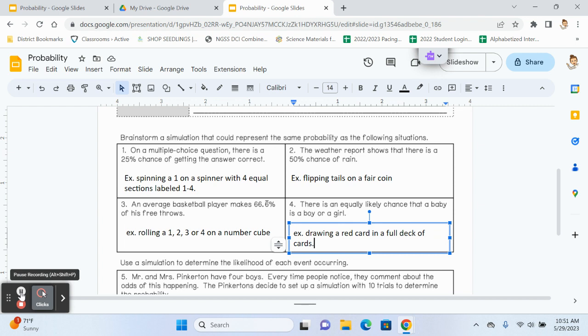Okay. So back to this. The reason why we can say a red card is because, yes, even though there's 52 cards in the deck, half of them are red and half of them are black. So the chance of you picking a red card is really 1 out of 2. If half of them are red, that means 26 out of the 52 are red. That will simplify to 1/2.